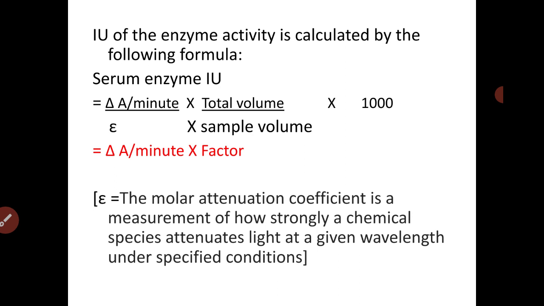For example, what we measure is the change in absorbance of NADH2. So this NADH2 has a specific molar attenuation constant, which is 6.22. Okay. So the formula is delta absorbance per minute by molar absorptivity constant into total volume. What is total volume? The sample volume plus the reagent volume, divided by the sample volume into 1000.